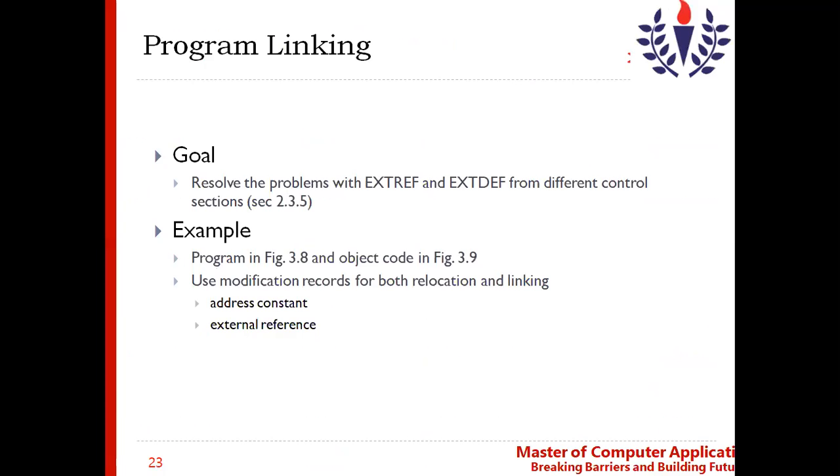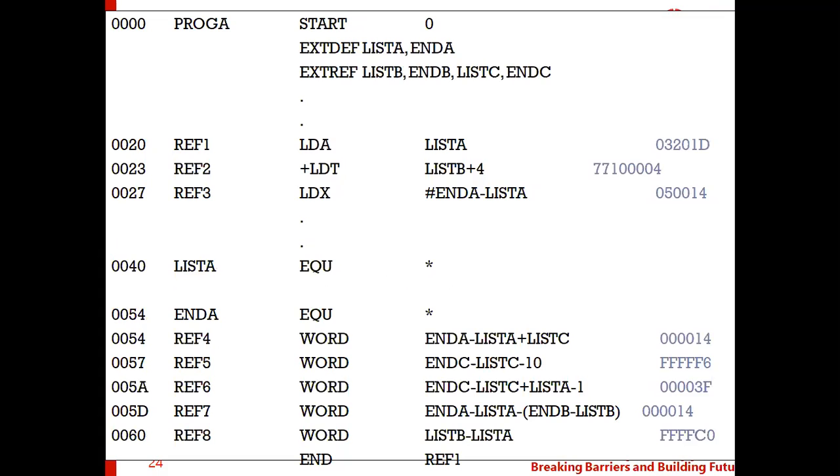Now I'll go back to program A. Let us take one example. Let us take REF4, which is in the address 0054. When you see this REF4, this is the label. And we have the opcode WORD. In the operand field, we have NDA minus list A plus list C. So this is the expression we have.